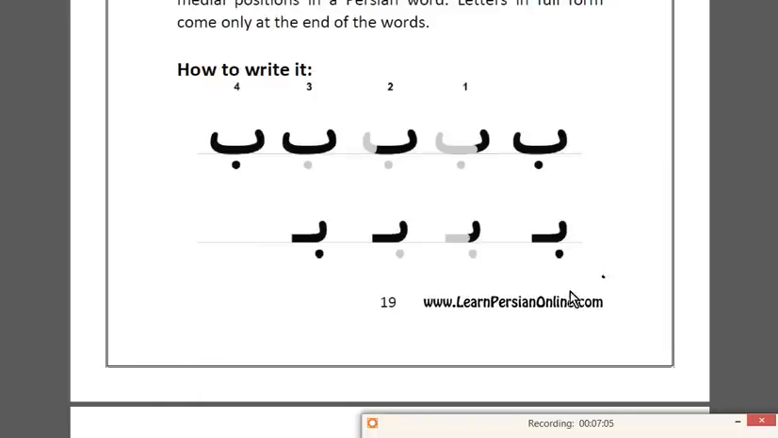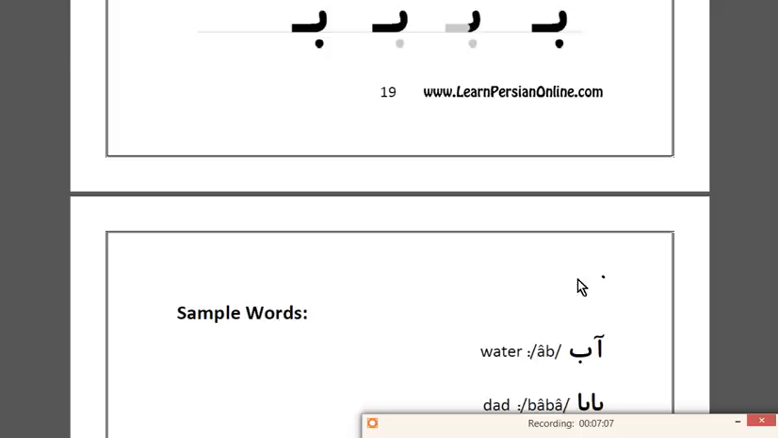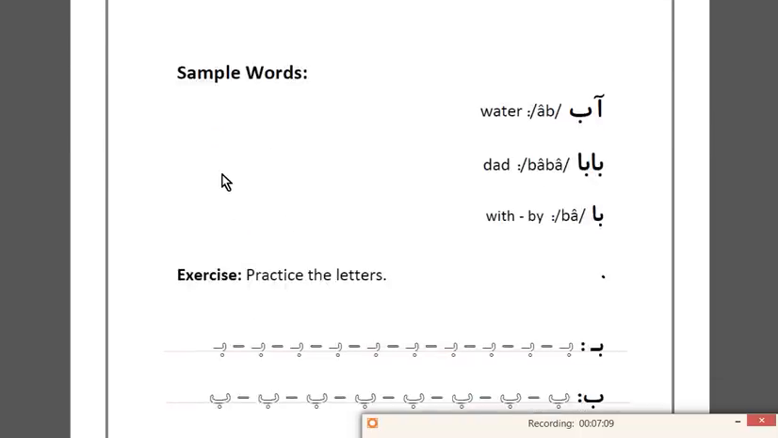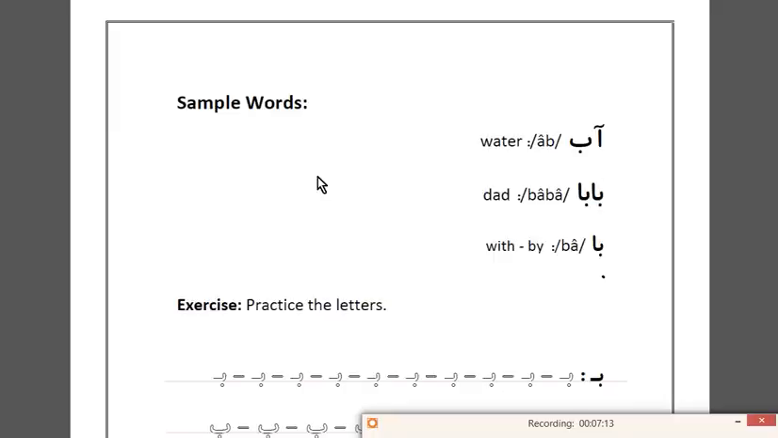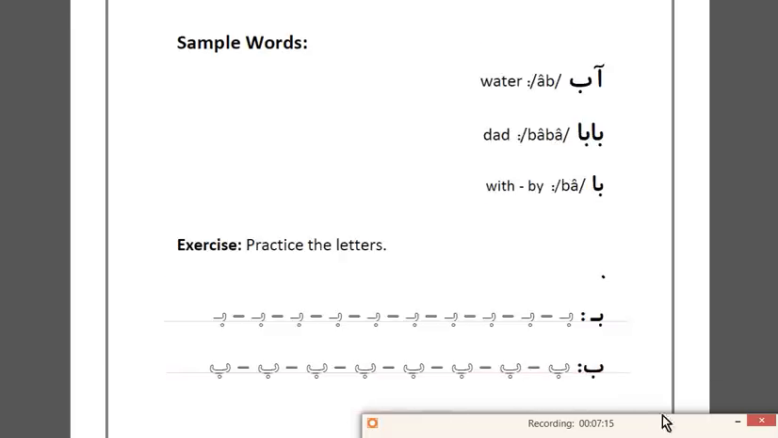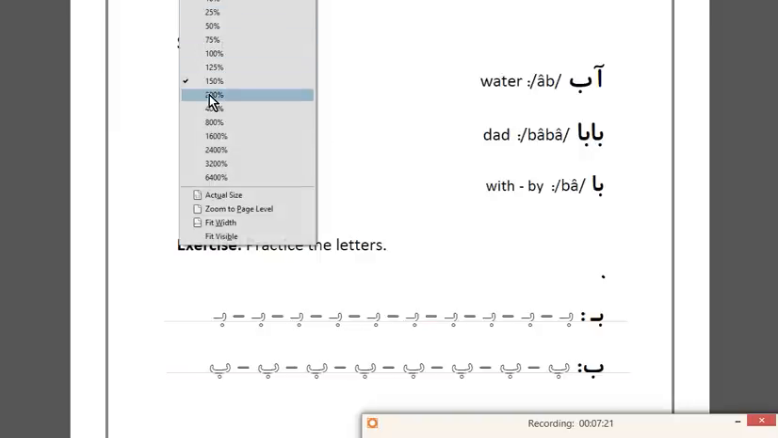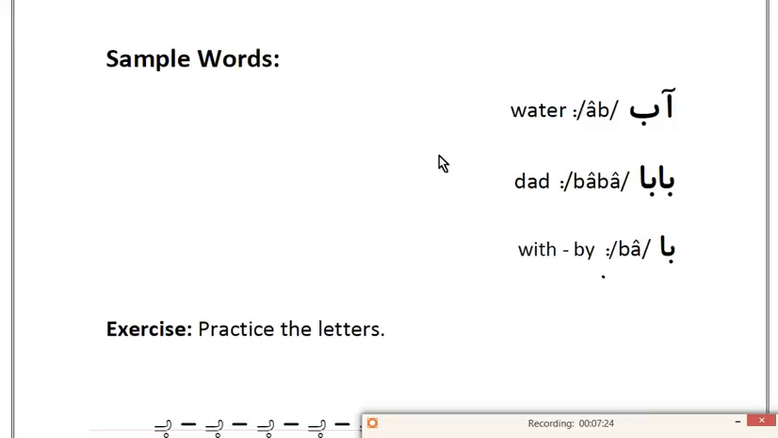Okay, let's go to the next page. On the next page, we have three sample words. So let's take a look at these sample words. Let me just make it bigger if it is possible. All right, so I try to make this one bigger, and then you can read them. Try to read the words.